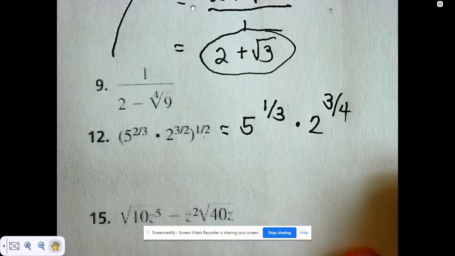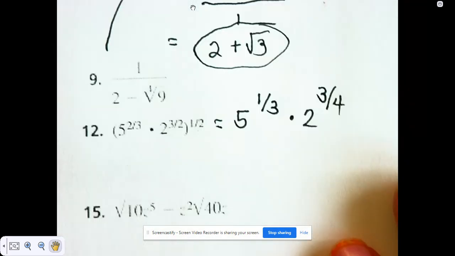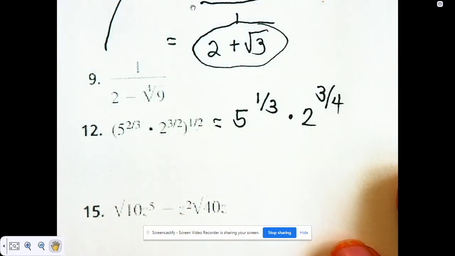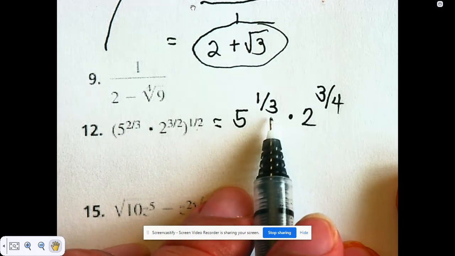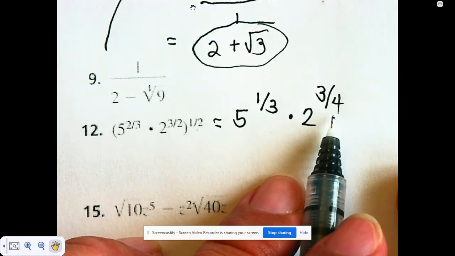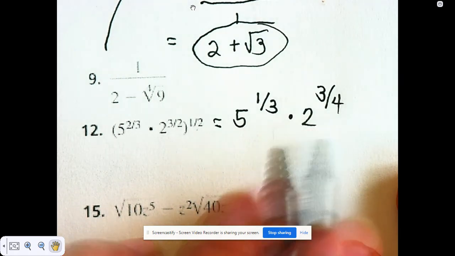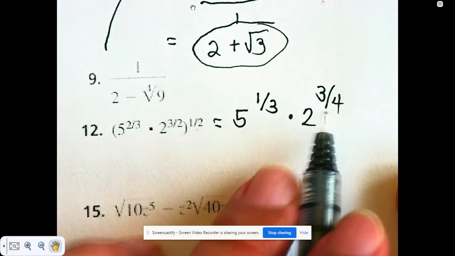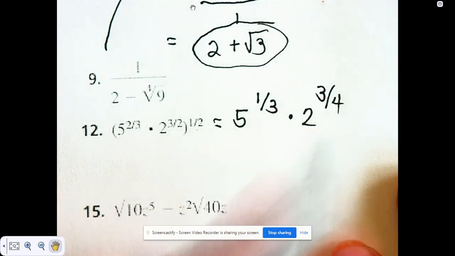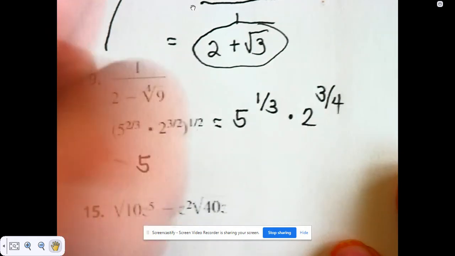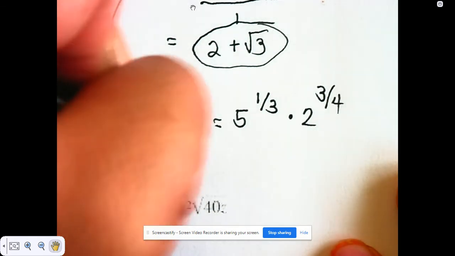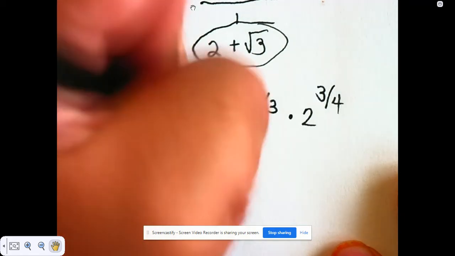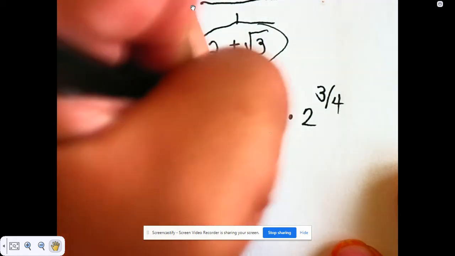I need to put this together into one single fraction, right? Now the least common denominator of 3 and 4 is 12, which means I have to change this to a denominator of 12 and I have to change this to a denominator of 12. So to become a 12, I have to multiply this by 4. And to become a 12, I have to multiply this by 3. So that's going to give me 5 times 4 over 12, because I'm going to multiply this by 4, right? While this one is 2 raised to the 9 over 12.